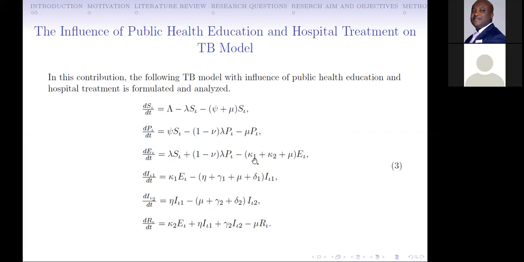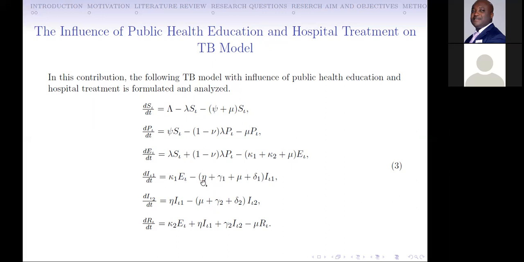K1 represents the rate at which exposed individuals move to the infected class I1, those that have TB but stay at home. While K2 represents the rate at which exposed individuals progress to the hospital, and mu is the natural death rate.